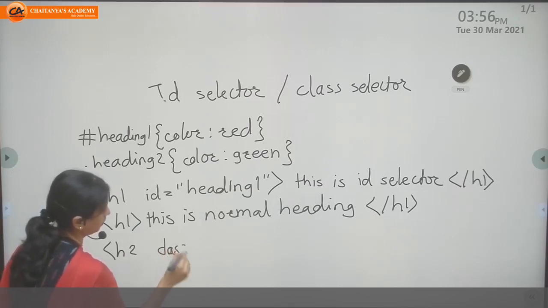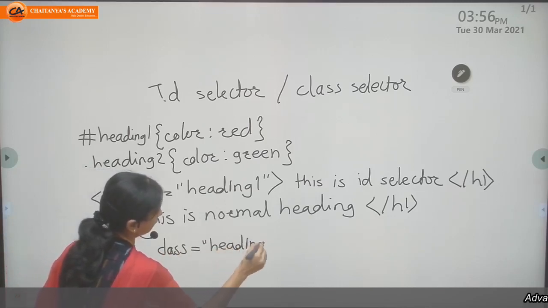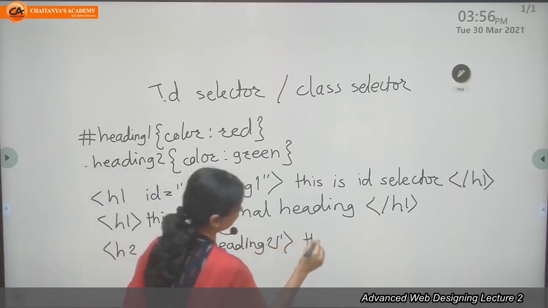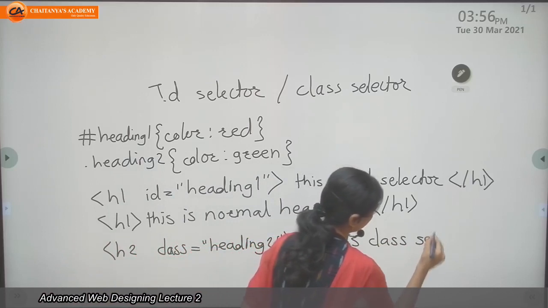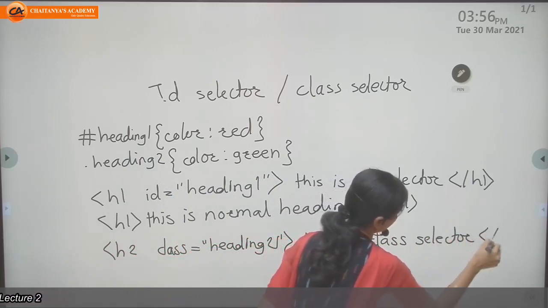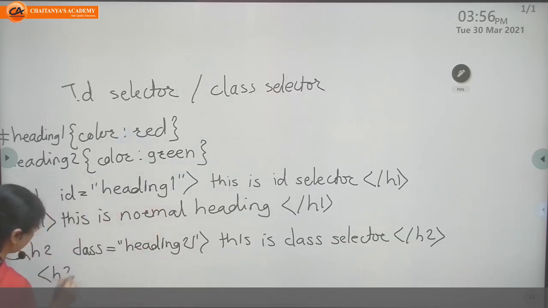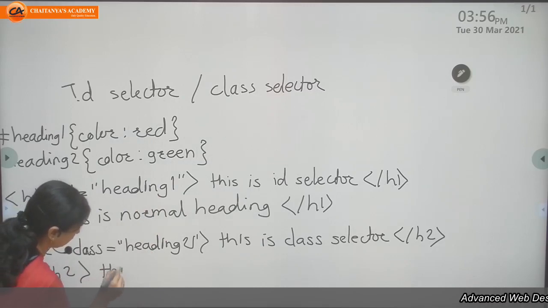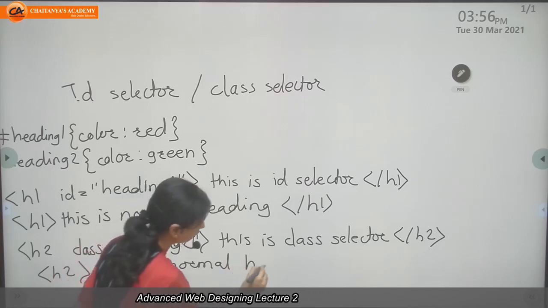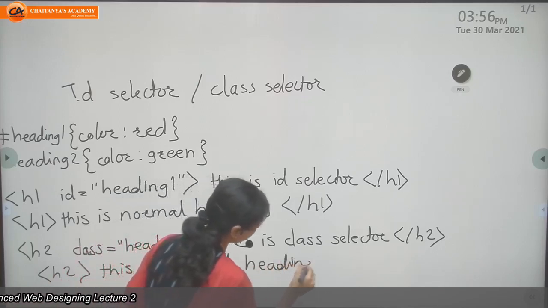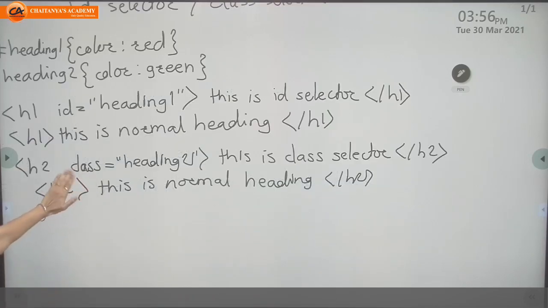class equal to heading 2. This is class selector. Same in h2, this is normal heading. End of h2. What is the meaning of this line of code?